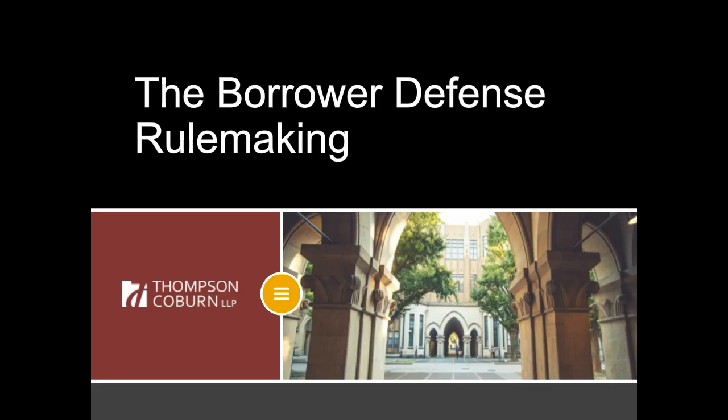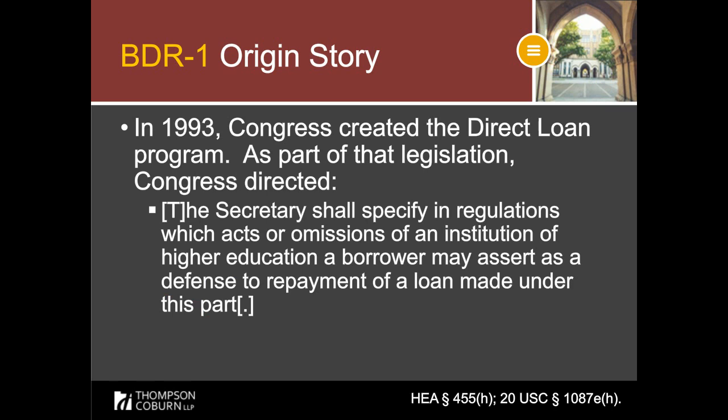The borrower defense rulemaking. So the origin story, and again, we're focused right now on the discharge process, but this whole thing started back in '93 when the direct loan program came along. As part of that legislation, Congress told the department, look, we appreciate that there could be circumstances where we're asking a borrower to pay back a loan, and the borrower feels like the school did something that justifies the borrower not having to pay back the loan.